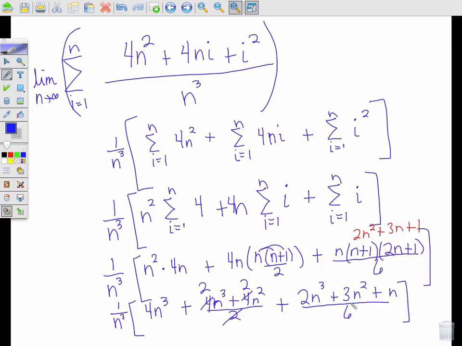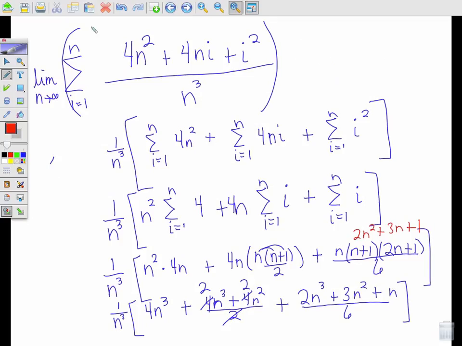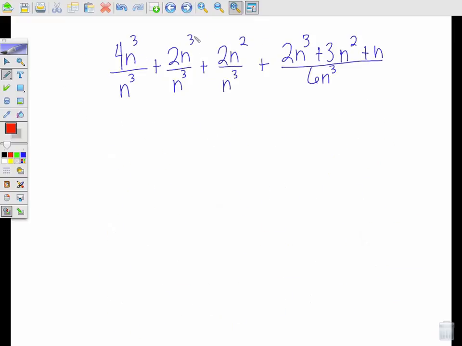And then I'm going to distribute the 1 over n to the third to the last expression. So 2n to the third plus 3n squared plus n, and this would be over 6n to the third. So I just distributed again. Last step here that I'm showing you is I'm distributing the 1 over n to the third to each of these expressions. And now let's see if we can go ahead and write one denominator. So let's combine some of my like terms here.